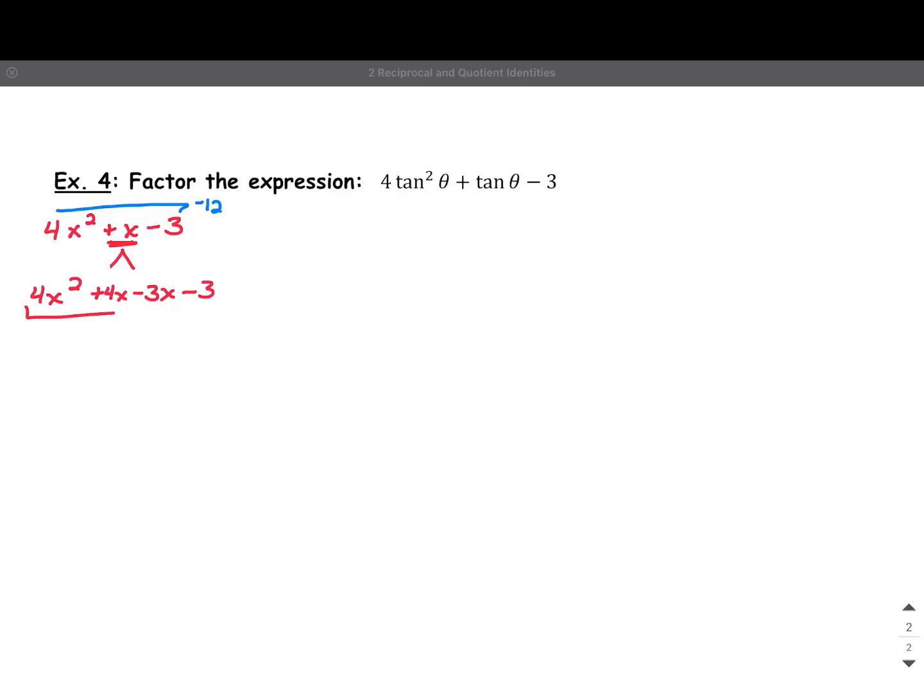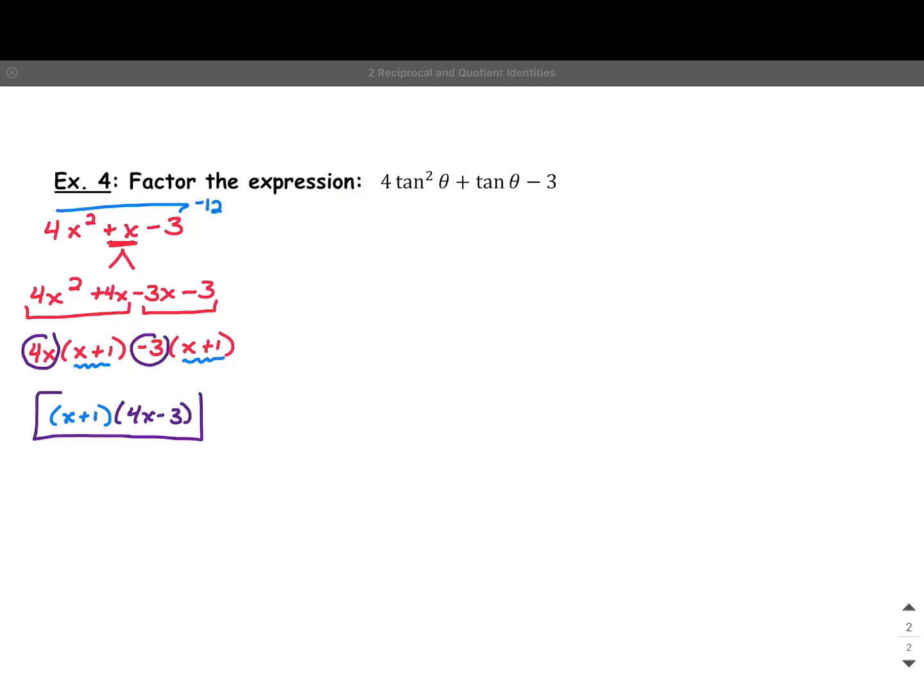Now we factor by grouping. The first 2 terms have a common 4x, and when we factor that out, we'd have an x plus 1. The next 2 terms have a common negative 3, and when I factor that out, I'd have an x plus 1. And you will probably notice that they have an x plus 1 in common, which also means we're left with a 4x minus 3. And now we factored. If you can do that, you can factor this problem here because it's exactly the same.